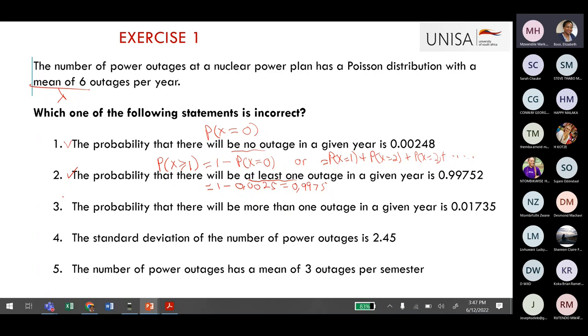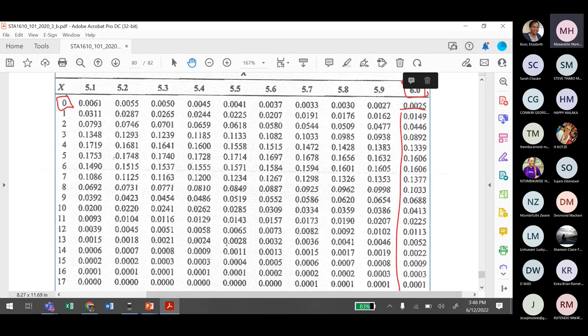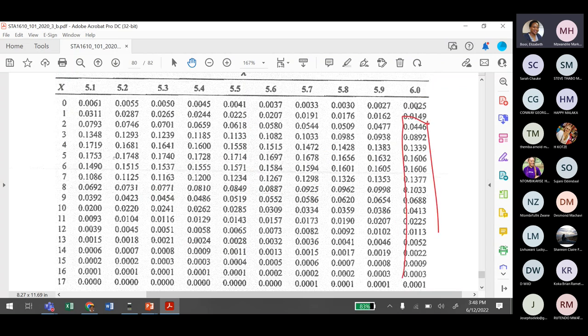Okay. The probability that there will be more than one outage, what is that? They are asking you to find the probability that X is greater than 1. This is different from the previous one, because the previous one said at least. So this one will be 1 minus the sum of the probability that X equals 0 plus the probability that X equals 1, because more than one means all the other values except those two. In order not to add all the values from 2 up until 17, I'll rather add those two and subtract them from one, because that is the complement.